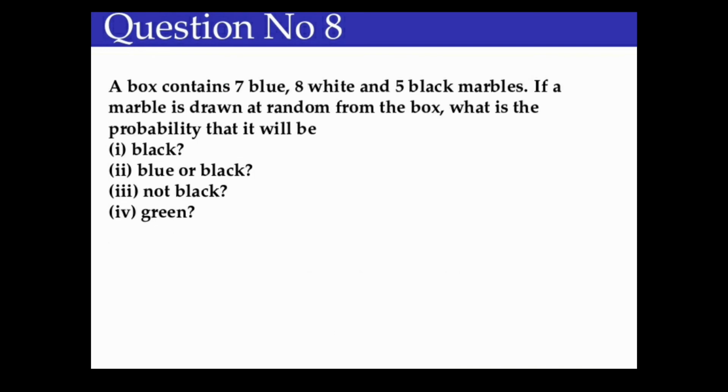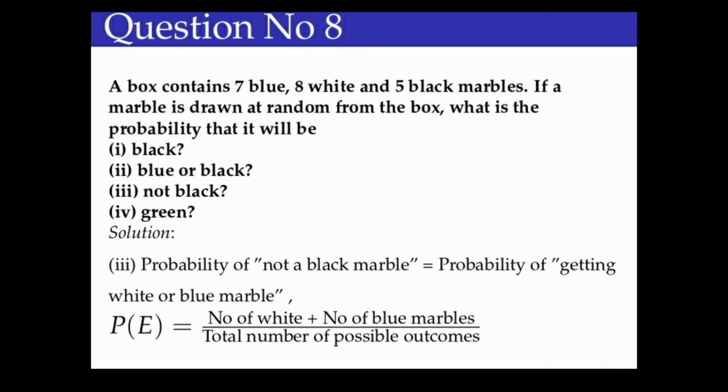Now for part 3, they are asking what is the probability that it will be not black. So for this part, the event E is the sentence in the inverted commas, which is not a black marble, which is actually equal to the event that getting a white or blue marble, because there are only blue, white and black marbles in the bag. And if the chosen marble is not black, then it has to be either a blue marble or a white marble, isn't it? So the number of favorable outcomes to this event E is just the number of blue marbles plus the number of white marbles, which is 8 plus 7. The reason is just the same as part 2 of this problem. Okay, so the final answer is 15 by 20, which is 3 by 4.